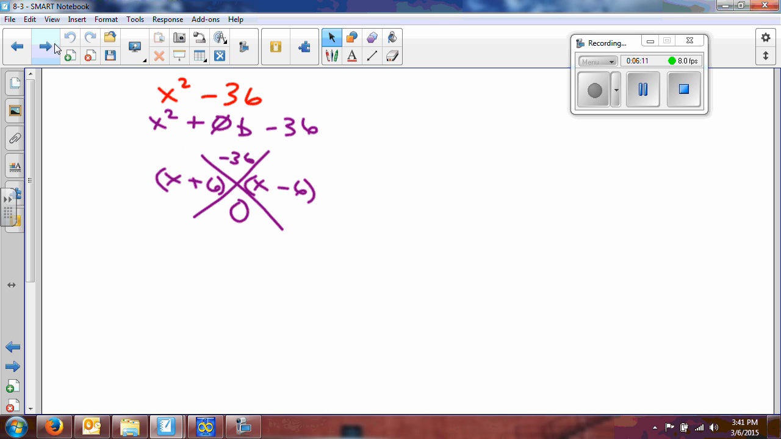Okay. This one here, I'm missing my b value originally. X squared minus 36. And we're going to get into this actually in 8-6. But we're missing our b value here. So we're going to put in 0b, which means I'm going to have 0 down here. Negative 36 on top. 6 times 6, 36, and then 6 minus 6. So it's going to be the same number. Okay, one's positive, one's negative.